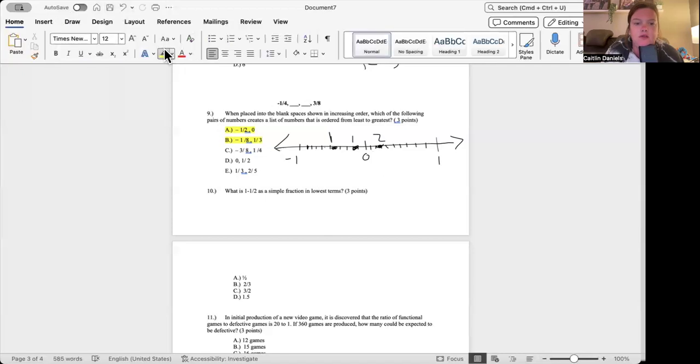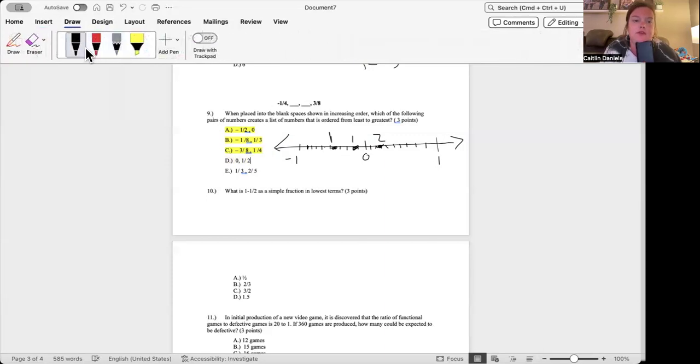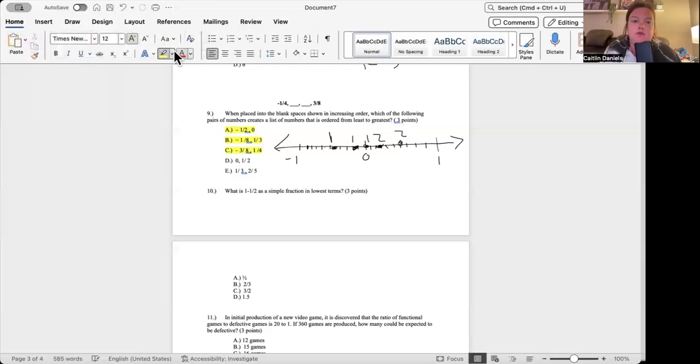Am I doing this right? Are all the answers correct? I feel like I'm doing something wrong. 0 and 1/2 right here. So that's a 1 and a 2. So that's also an ascending order.